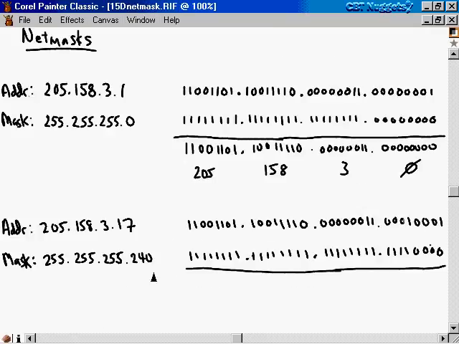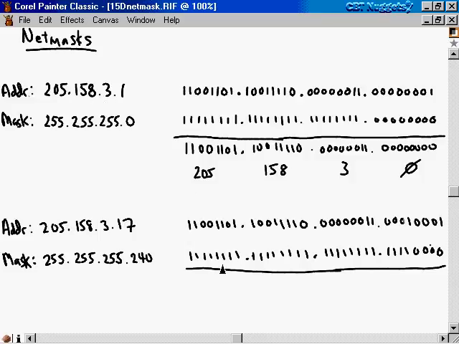Now the net mask, you can see, is all ones, and then 4 more ones, and then 4 zeros. The earlier net mask was basically saying to ignore the last octet of the destination address, so if the first 3 octets match, then we'll pass it on. That's what it says in plain English. It says look at the first 3 numbers in the destination address. If they match 205.158.3, send it on.